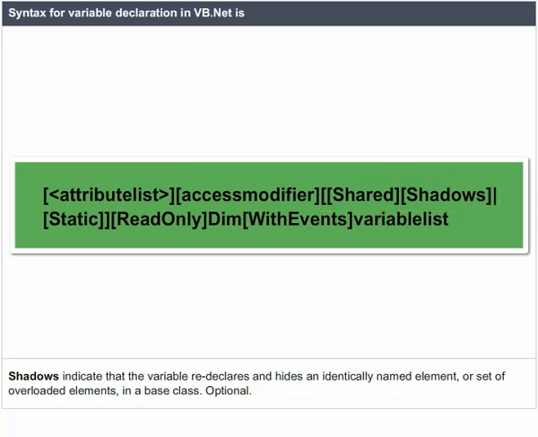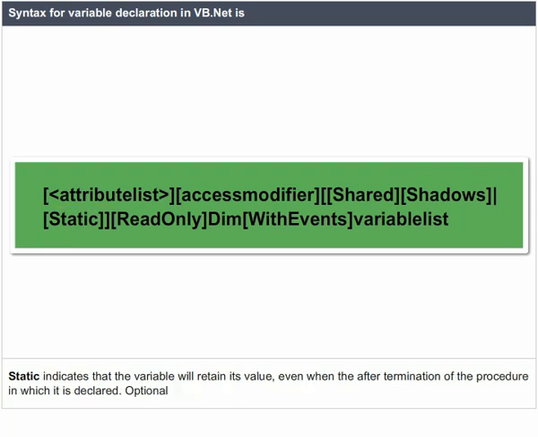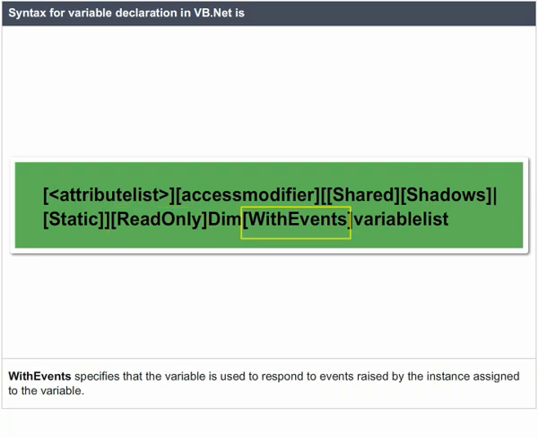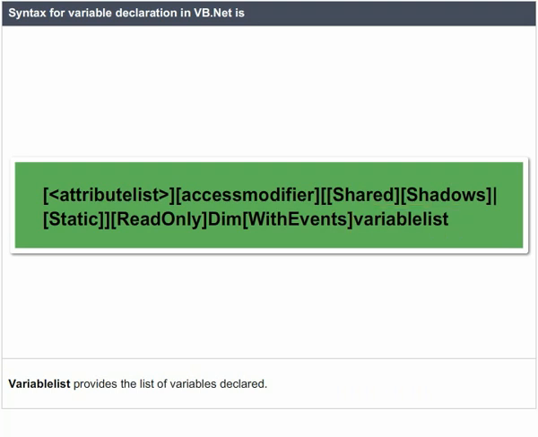Shadows indicate that the variable redeclares and hides an identically named element or a set of overloaded elements in a base class, optional. Static indicates that the variable will retain its value even after the termination of the procedure in which it is declared, optional. ReadOnly means that the variable can be read but not written, optional. WithEvents specifies that the variable is used to respond to events raised by the instance assigned to the variable. Variable list provides the list of variables declared.